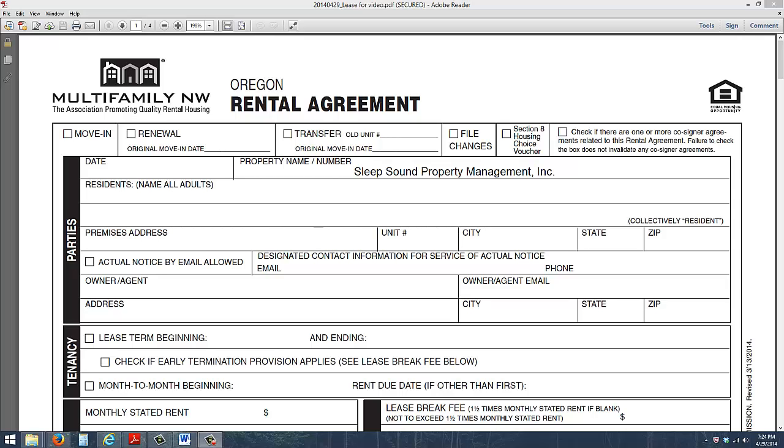Now, I'm not going to read the entire lease agreement to you word for word. What I am going to do is go over and highlight many of the major points. So with that said, let's get started.